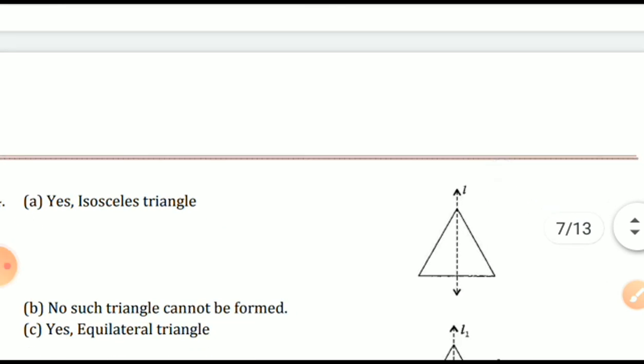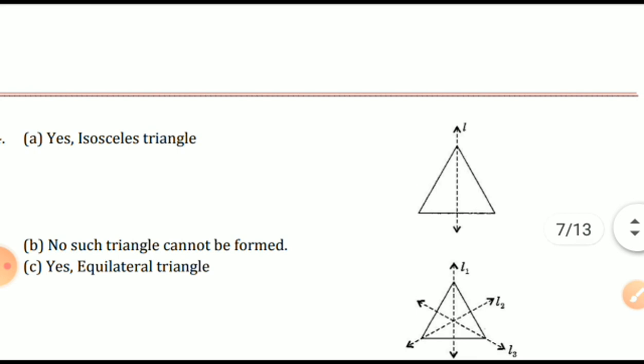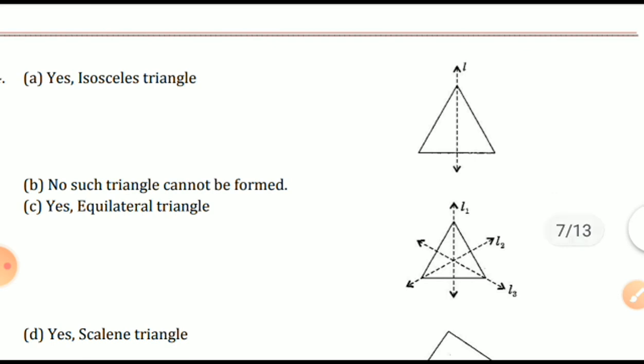Now the main question. In an isosceles triangle, only one line of symmetry is possible. Second, a triangle with two lines of symmetry cannot be formed. You will not find two lines of symmetry in any triangle. Three lines of symmetry are found only in the equilateral triangle. Keep this in mind; it is asked many times in exams.